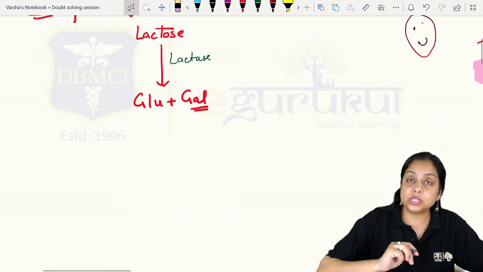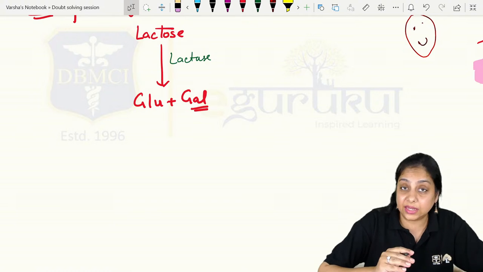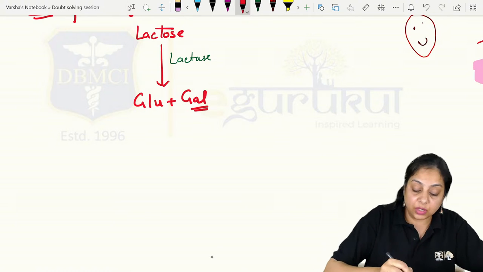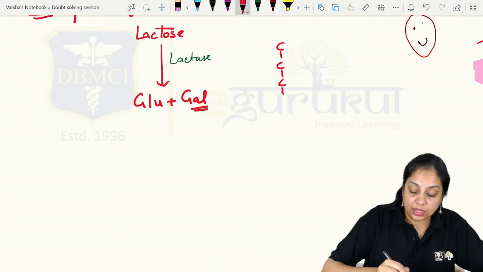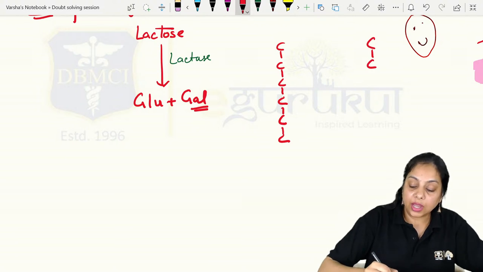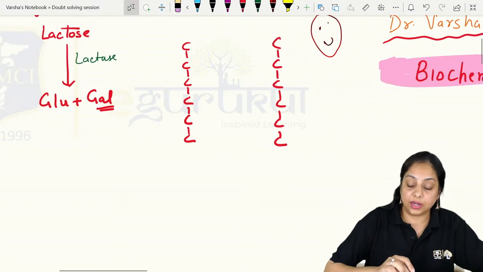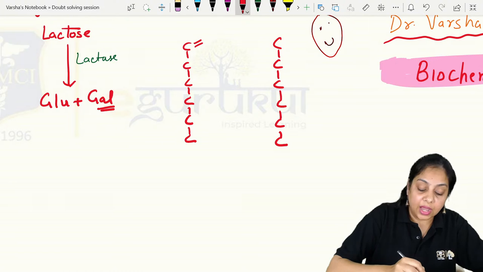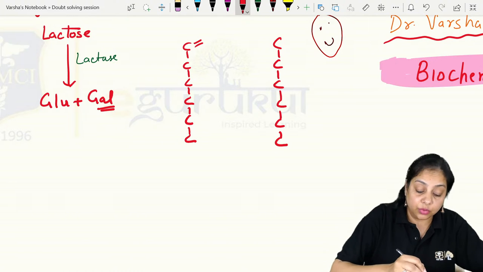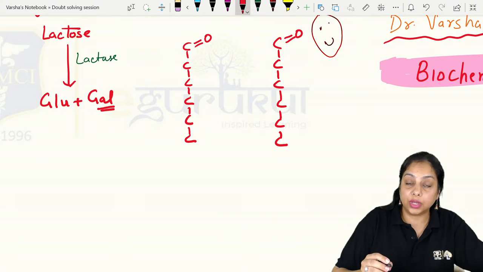Do you know the relationship between glucose and galactose? Can anybody tell me what the relationship is? Another important question. They both are hexose sugars, first of all. And aldose or ketose? They are aldose sugars.